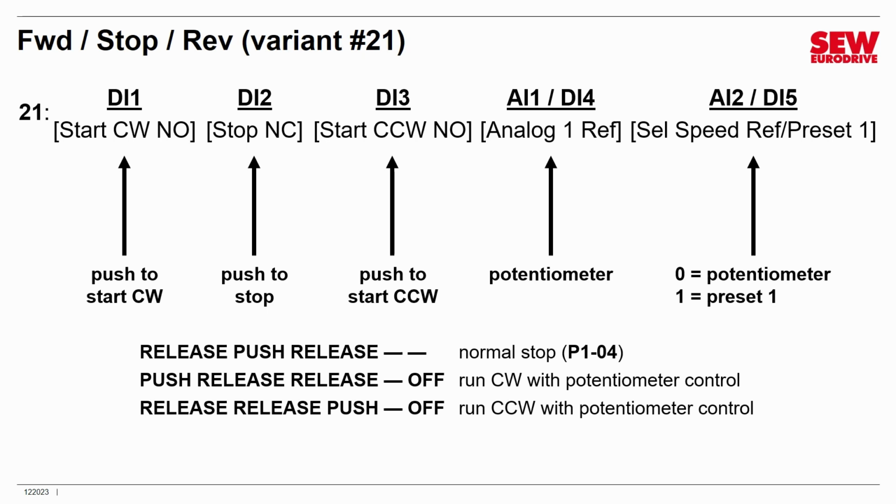If we push digital input 3 instead, the VFD will do the same thing, but it will run counterclockwise, but still use potentiometer control. And if digital input 5 is on, that will select the speed stored in preset number 1. If we press digital input 1, then that will start the VFD running clockwise. And of course, the same thing would happen if we press digital input 3, except it would turn counterclockwise. Pretty straightforward. All right, let's look at another push button control variant.